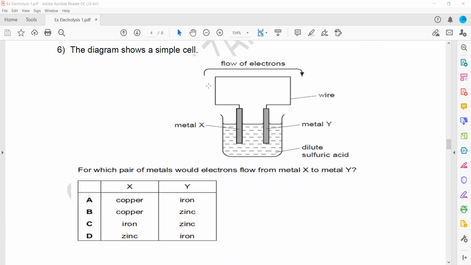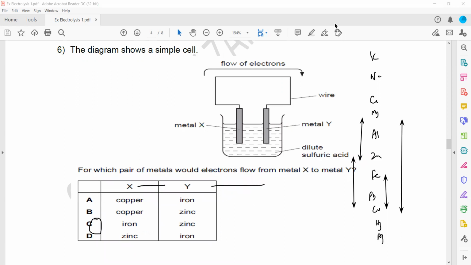The diagram shows a simple cell. Which pair shows the movement? Electron always moves from more reactive to less reactive. So the movement is from metal X to metal Y. So metal X should be more reactive. When we check the reactivity, zinc is more reactive than iron. So metal X should be zinc and metal Y should be iron. So electron can travel from more reactive to less reactive.